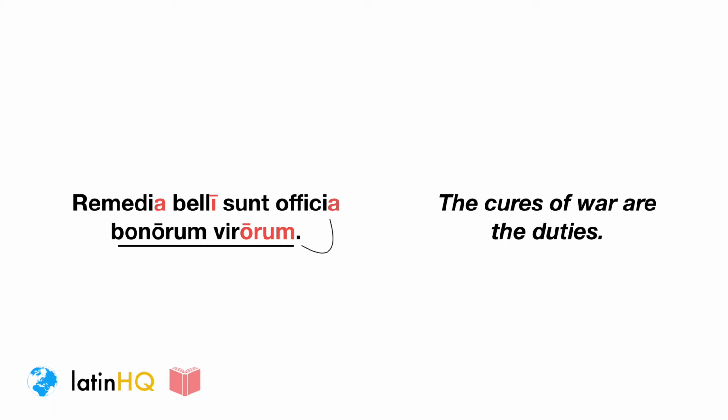You may say, well, how do we know that belli goes with remedia and bonorum virorum goes with officia? Couldn't they be switched around, with belli going with officia and the good men going with remedia? You don't always have an easy answer, and frequently you won't. Translation is typically a little game of thinking about the possibilities of a sentence and determining what seems right.